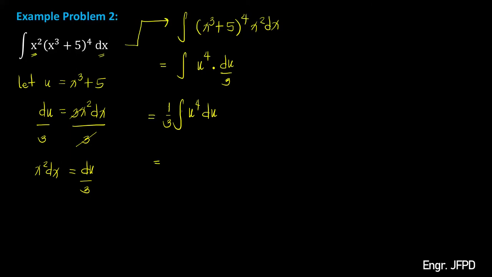As we see from this given, we can apply the general power formula. This is equal to, just copy the constant 1 over 3, and for the integral of u raised to 4 du, that is u raised to 5 over 5, since that is u raised to 4 plus 1 over 4 plus 1, then plus c. Let's simplify further by multiplying the 1/3, and this becomes u raised to 5 over 3 times 5, which is 15, plus c.